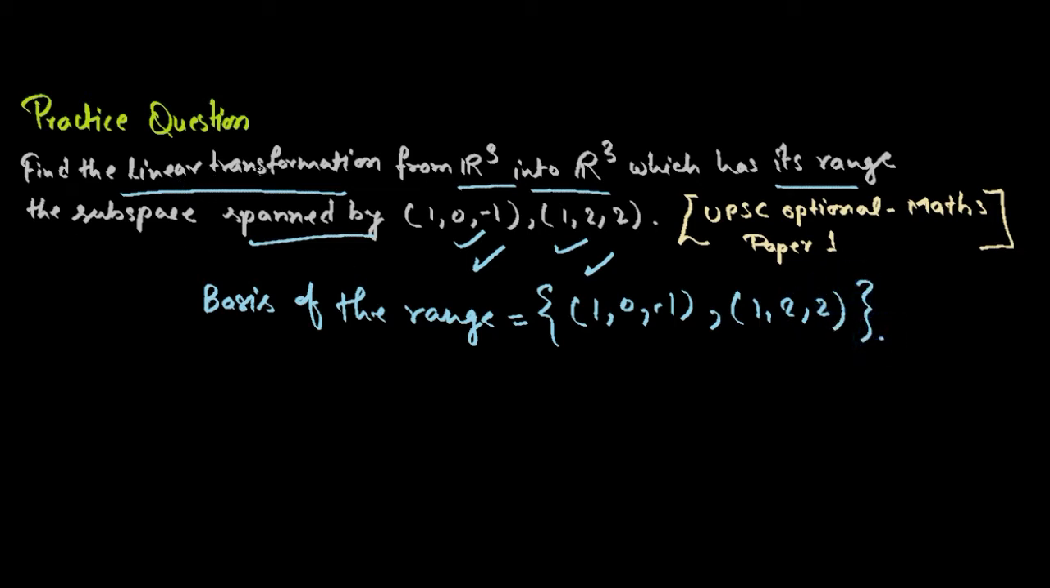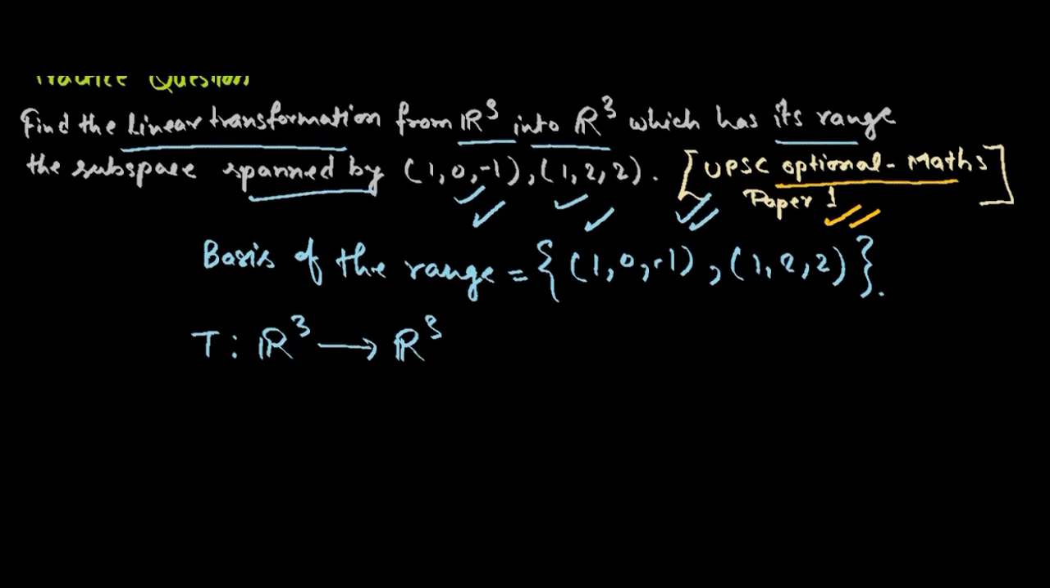Okay, and we need to find the linear transformation from R3 to R3. Suppose T is the linear transformation, so we need to find T, that is from R3 to R3, and we know the basis of the range of this transformation T. So this is again a question from your UPSC optional paper 1, maths paper 1. These questions are really important because UPSC and other competitive exams frame questions like this. So we need to solve these questions very carefully.